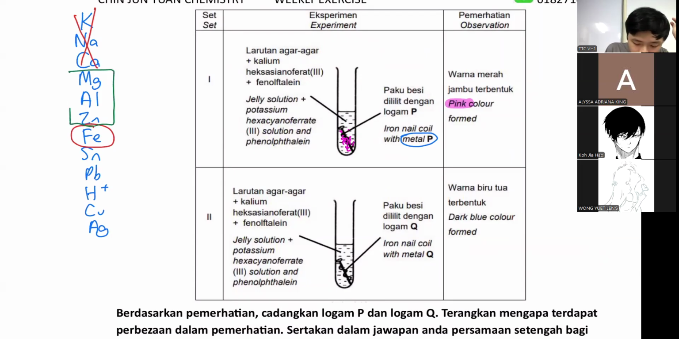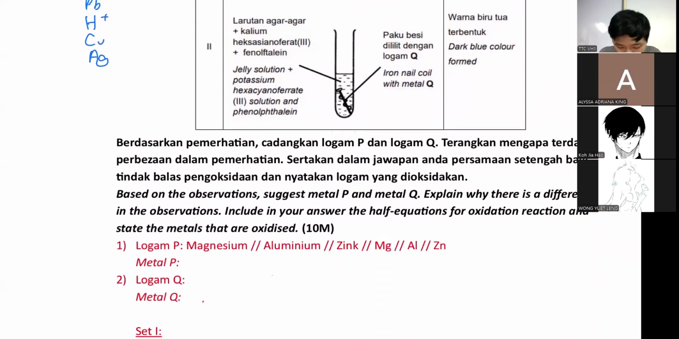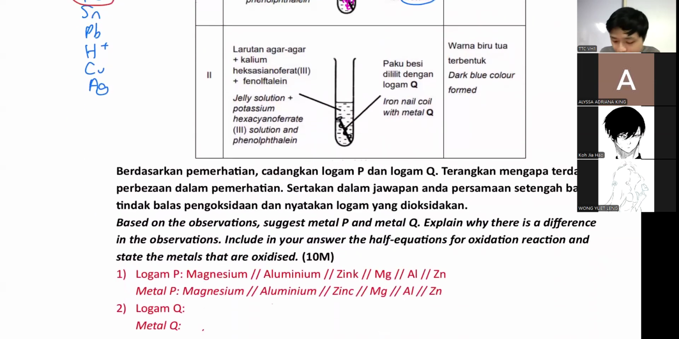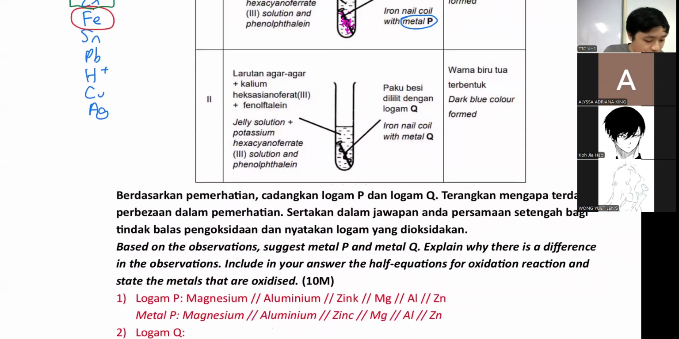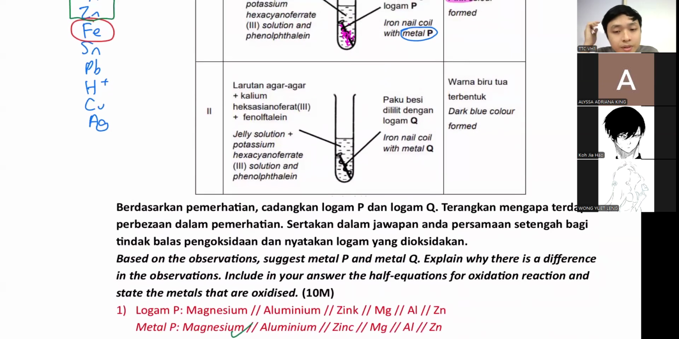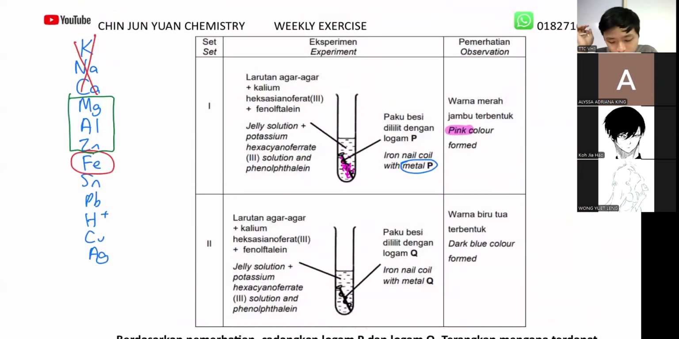These three can protect iron from rusting. So you only get one mark. So P is what? You choose either one. Let's say I choose magnesium. Just any one. No need to write so many. Just choose one.